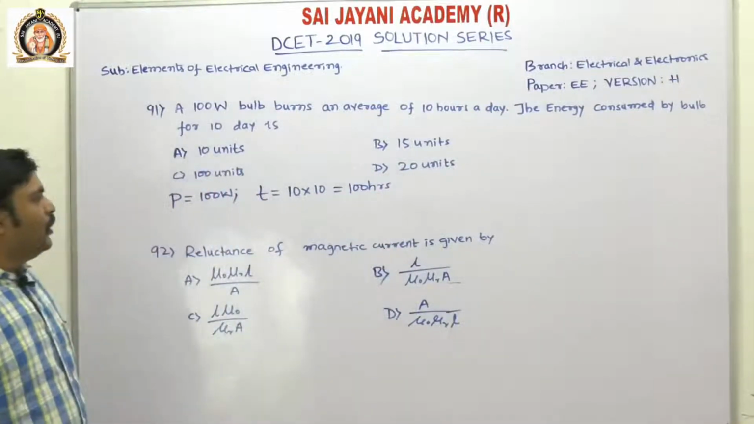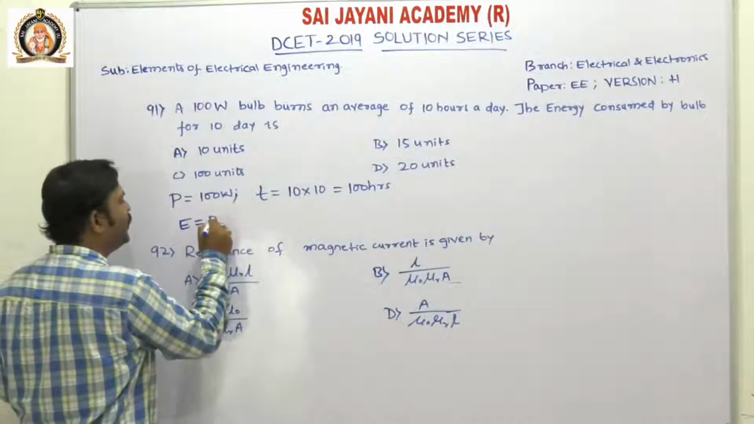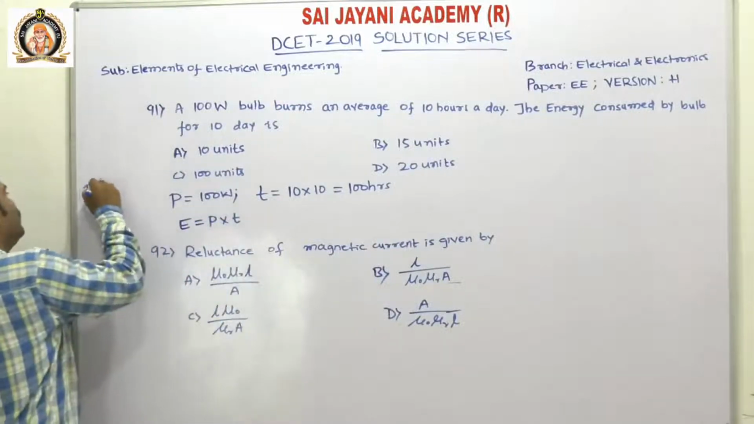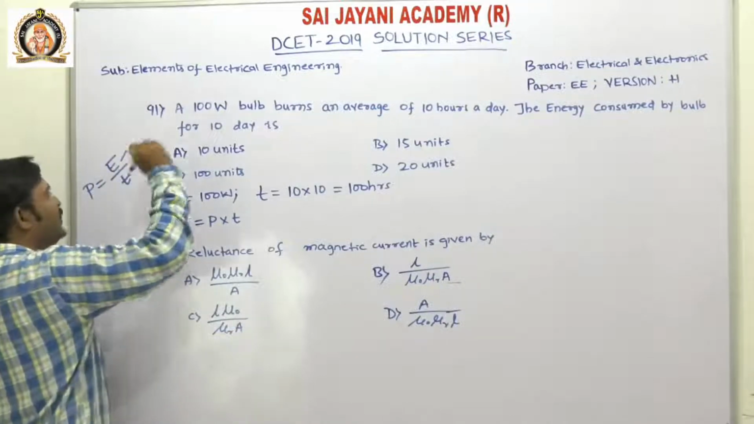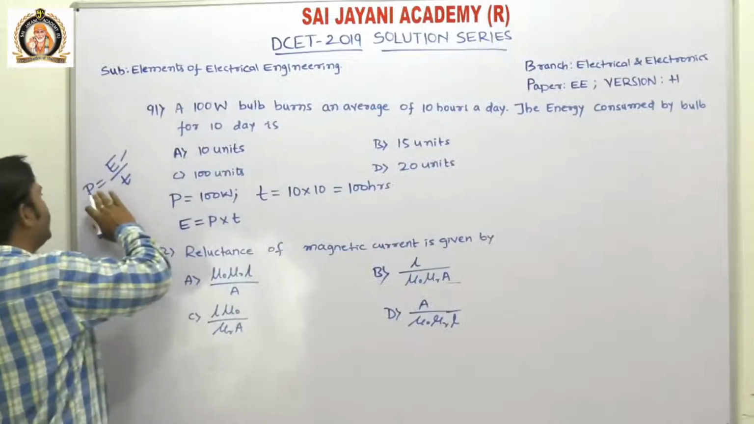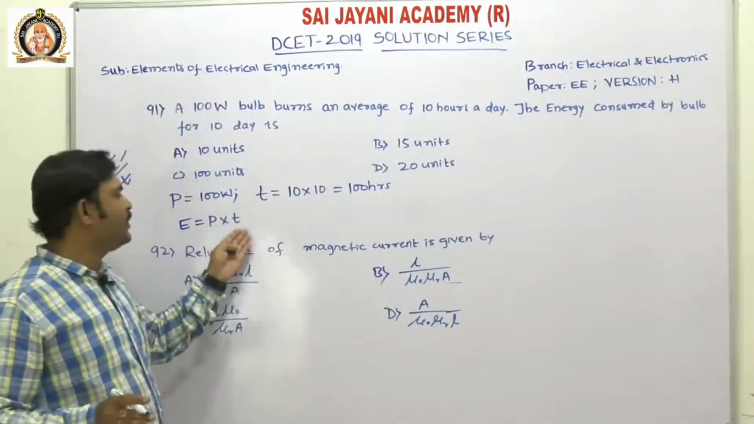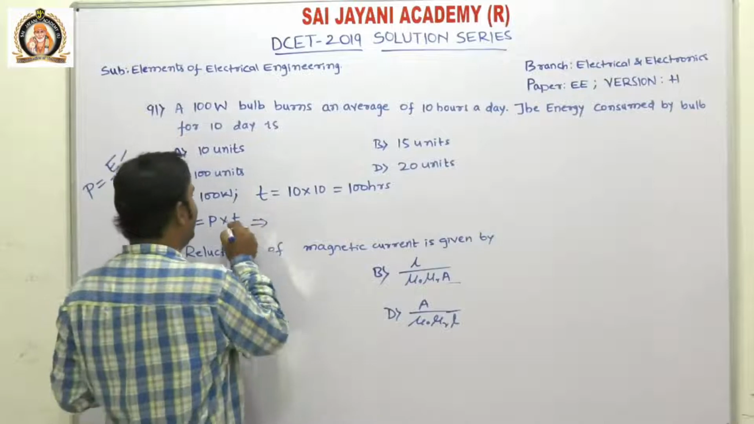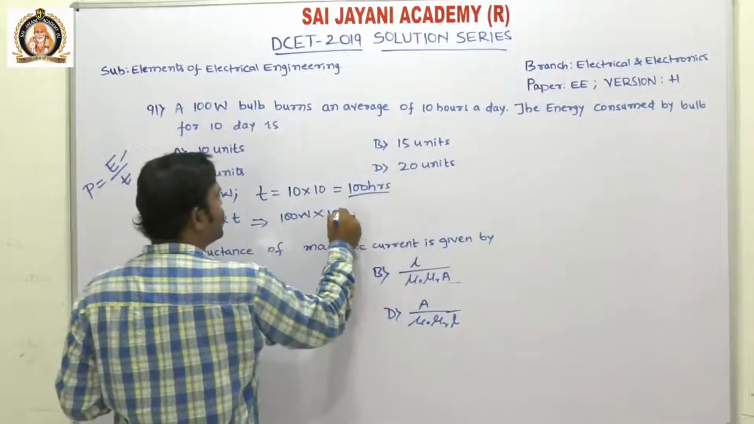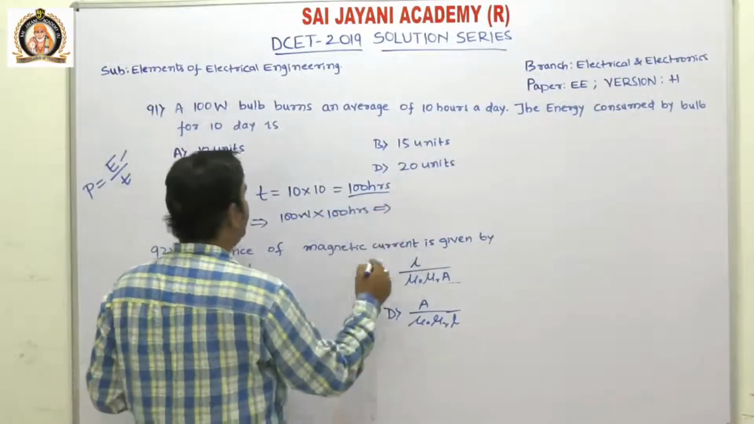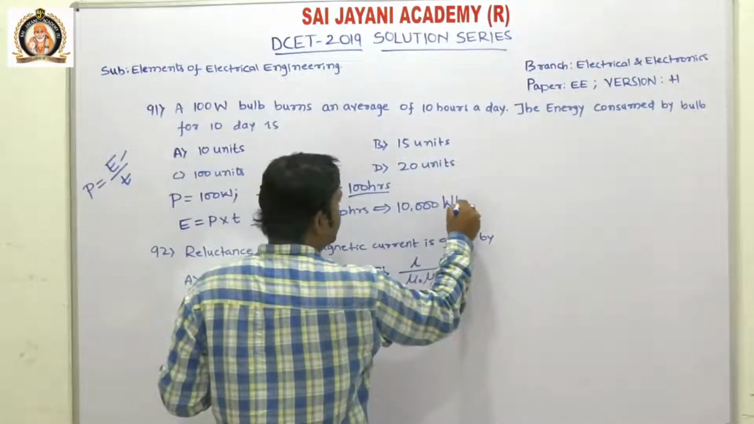Okay, energy we need to find. What is energy? Energy equals power into time, because what is power? Power equals work done per unit time. So work done is equal to energy. Okay, so according to this equation I have written E as P into T. P is the power, T is the time, E is the energy. So power he has given 100 watts and time we have calculated here, it is 100 hours, right? How much will it be? So 100 into 100 is 10,000 watt hours.